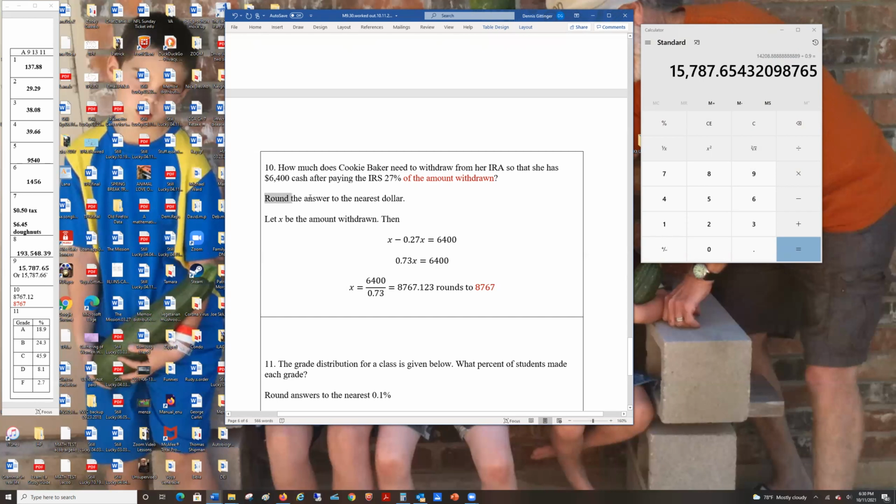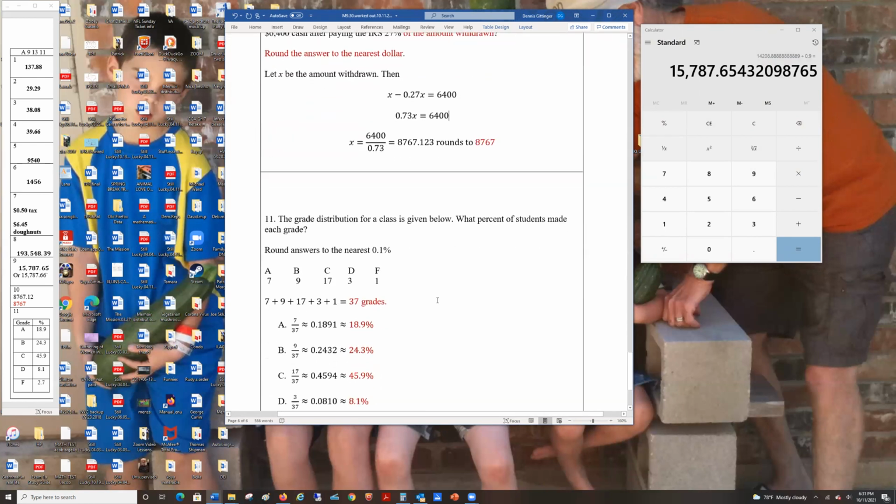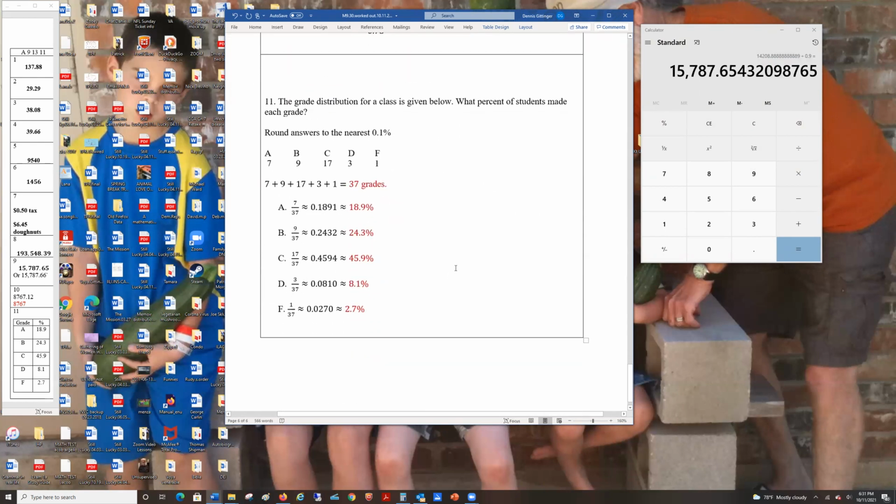Why do we round it off to the nearest dollar? Because it says so. If it did not say round off to the nearest dollar, if it did not say round off to anything, it would be 12 cents out there, 8767.12.